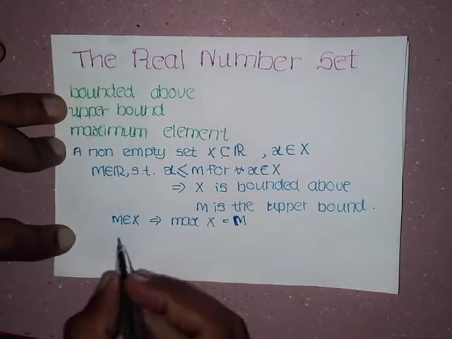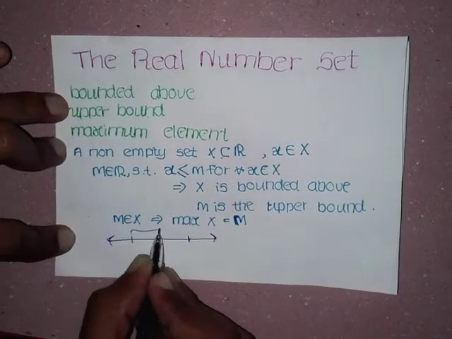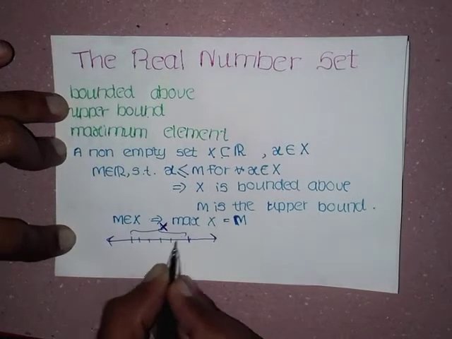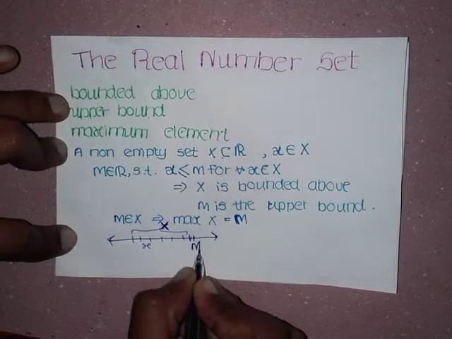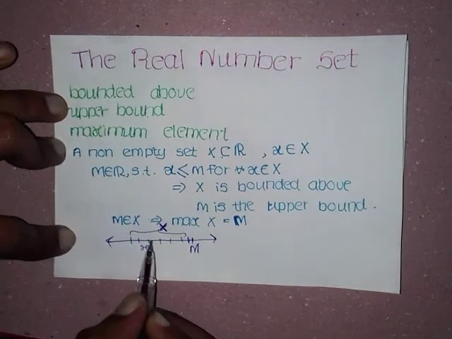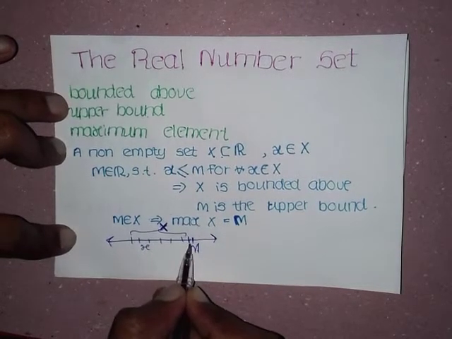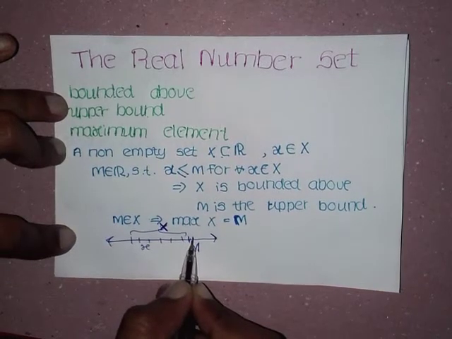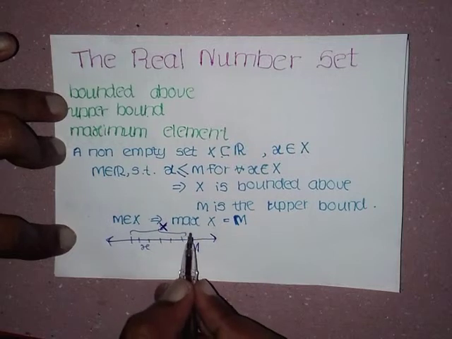Okay, let me draw the real number line. This is the set X, capital X. These are the elements of this set X. Here is the M. Geometrically, we can say X is bounded above if there is no point of X on the right side of M.